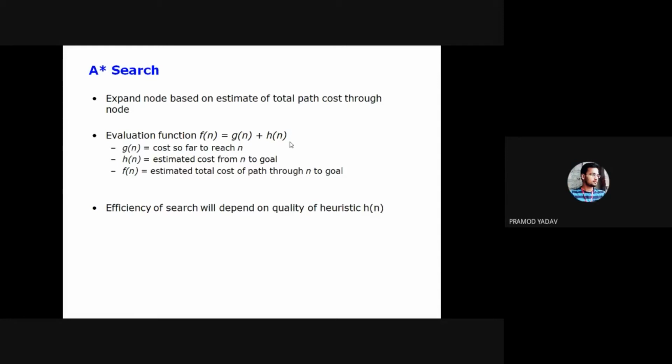Yes, sir. Okay. So what do you understand by this g(n) function? What is this g(n) function? Sir, g(n) function is the cost to reach node n. Okay, from which node? From which node? Sir, the source node, from the starting node, the initial state. Okay. Yes sir.